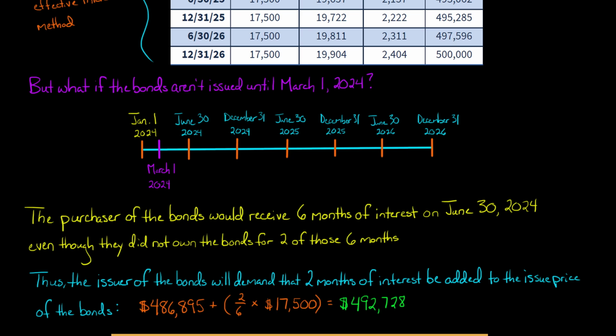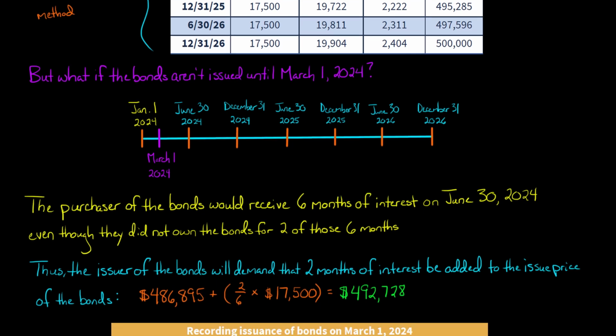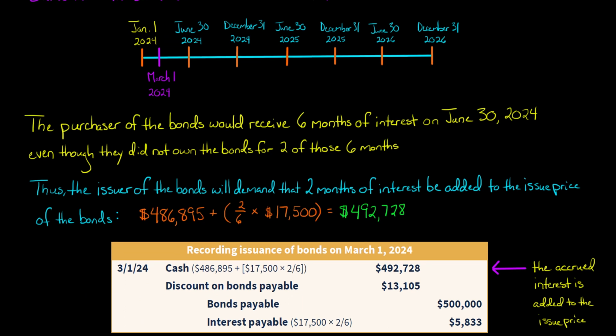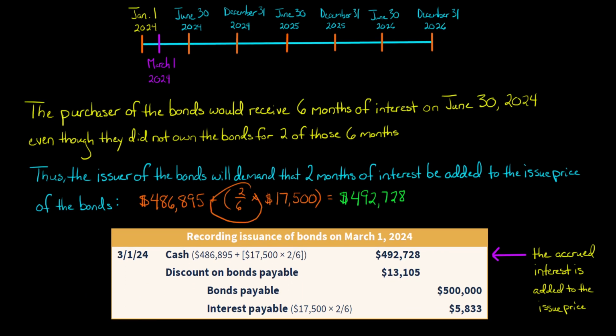That was the interest payment, right? 17,500. 2/6 of that really should be kept by the issuer. So we still have the issue price of $486,895, but the issuer is also going to get 1/3 of that first interest payment because the investor did not own the bond for 1/3 of that time. So this is 2 out of 6.